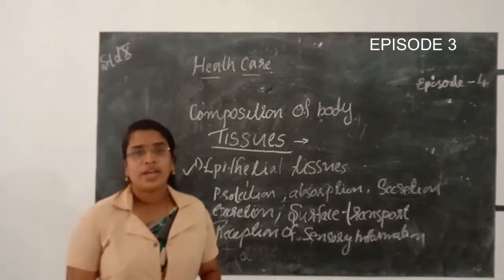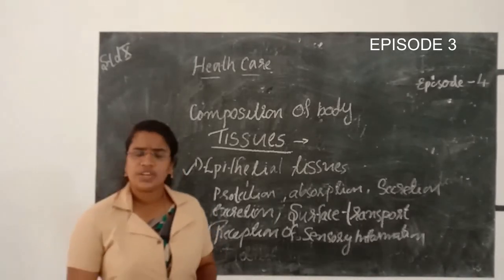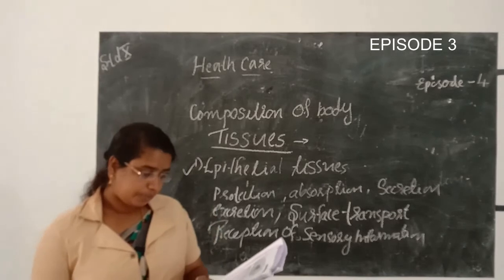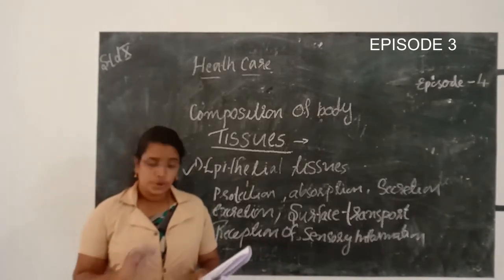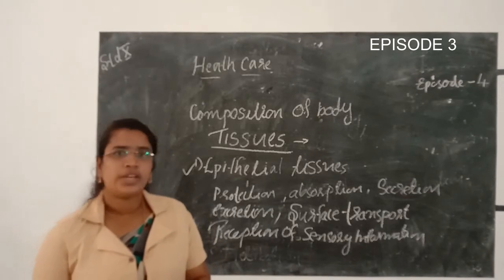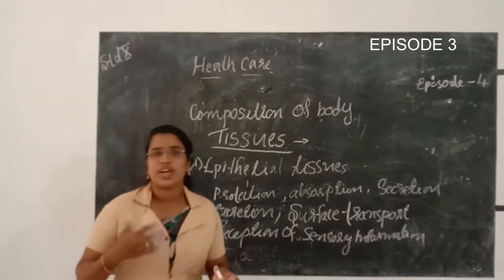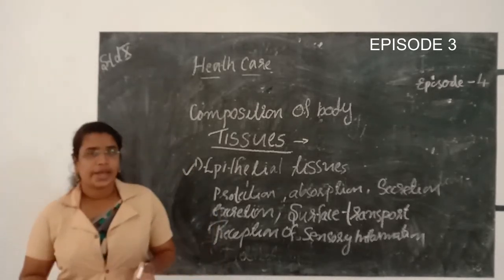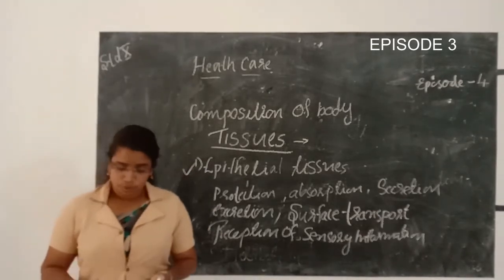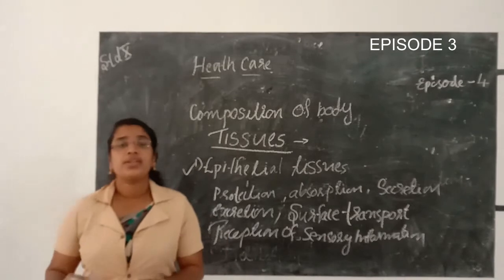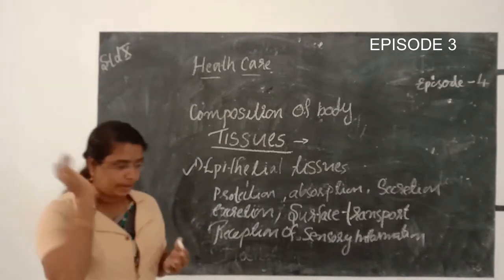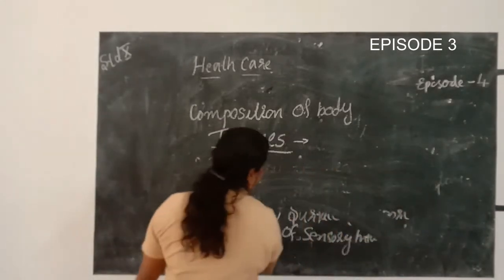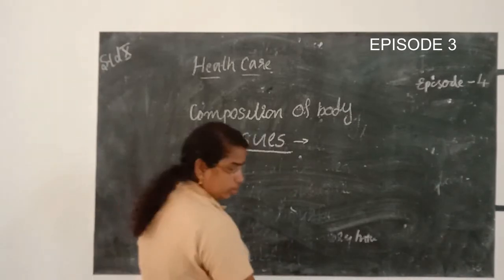What are the differences between endocrine gland and exocrine gland? Endocrine glands have no duct or tubes or any peculiar channel to discharge their secretions. They secrete hormones directly into the bloodstream. Glands are mainly two types.